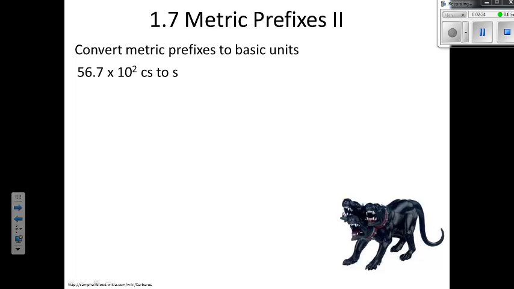Okay, so convert metric prefixes to basic units again. Let's try another one here. 56.7. I'm getting lazy here using the same number again. But now it's centiseconds. You can have a centisecond. Centi, C, is equal to 10 to the minus 2. I think we saw that in the previous part. And so one centisecond is equal to 1 times 10 to the minus 2 seconds. That's another equality we could write, putting in the units there.